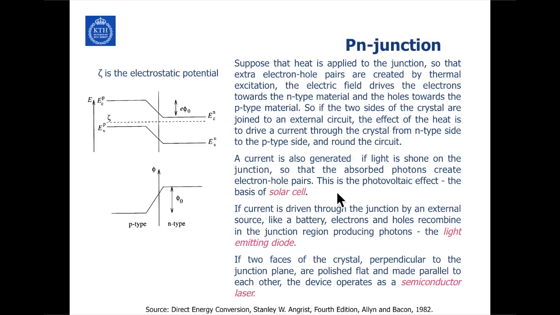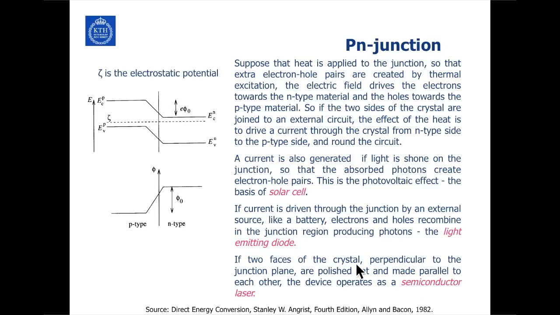The other way, when you apply the electricity and we get the light, is nothing but the light emitting diode. So, if a current is driven through the junction by an external source like a battery, then you get light coming out of the P-N junction, and that is called the light emitting diode, LED light. So, that is the reverse of the solar cell.